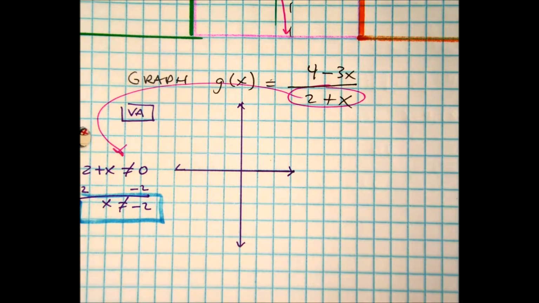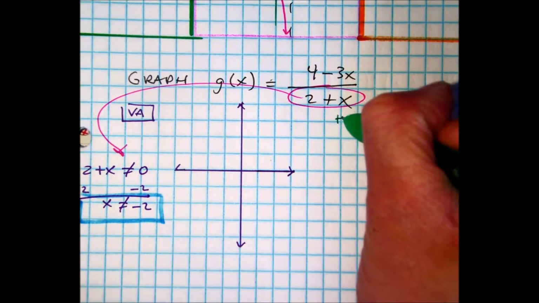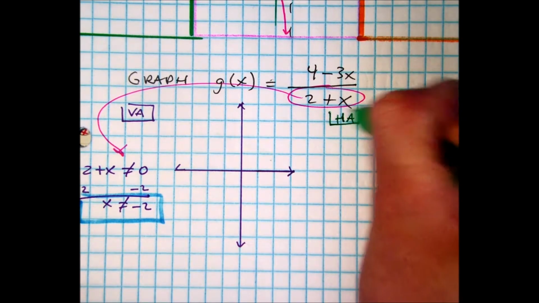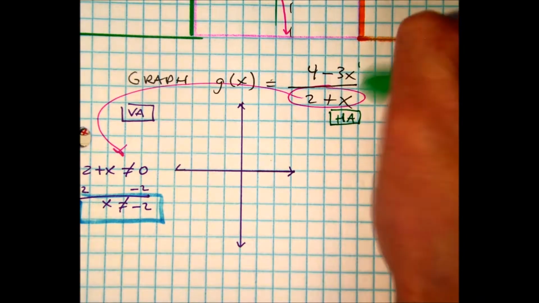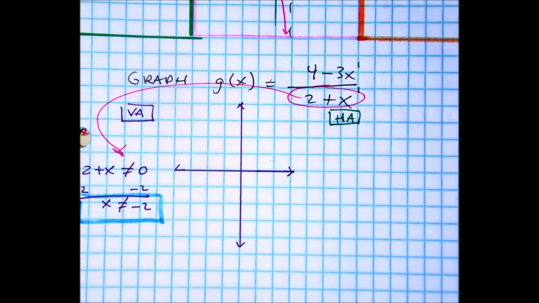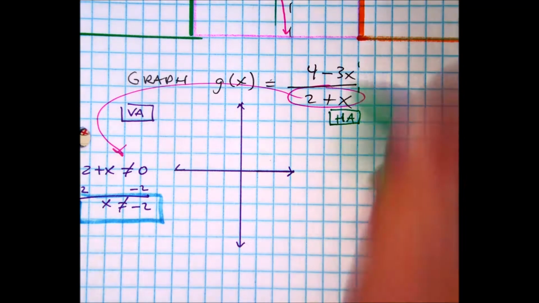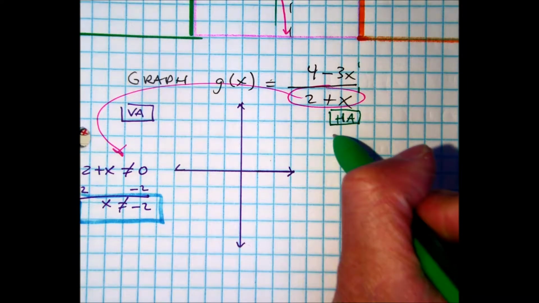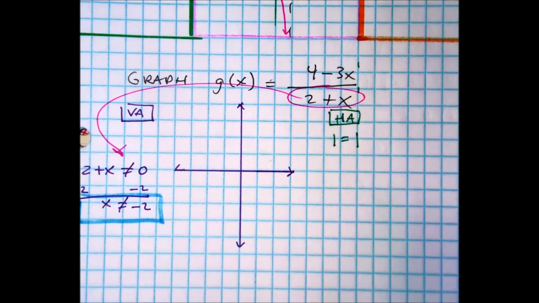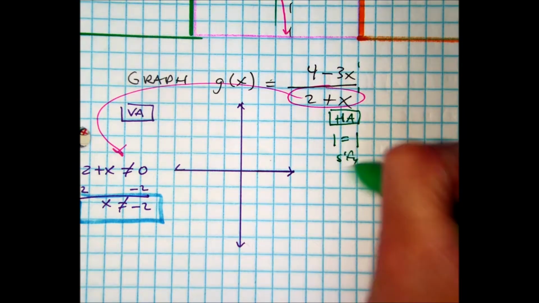Alright, the next thing I'm going to do is find a horizontal asymptote. You'll notice that they both have a power of 1. Their highest degree is 1. You can write that in descending order if it helps you. So if you have 1 equals 1, what do you need to do? You need to simplify or reduce.